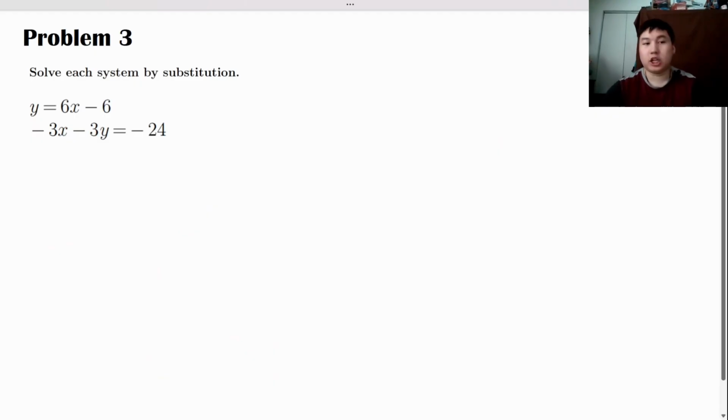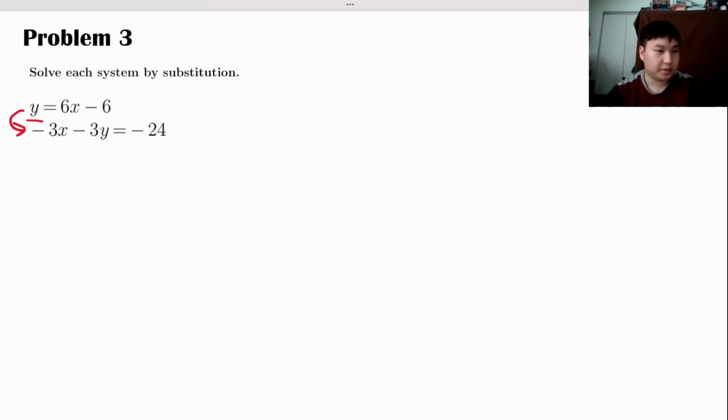Problem 3 is a little bit harder because we have negative x minus 3y equals negative 24 in the second equation. But it doesn't really matter because they already isolated my y, so I know what my y is. So I can plug it into right here, or I can isolate and solve for y, and I can plug into the second equation. But that is just too much work.